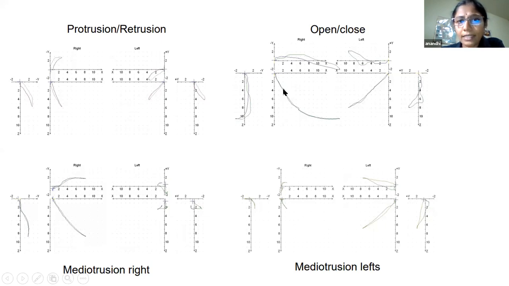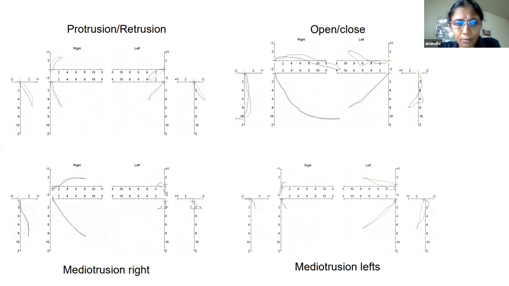And the quality is not that great. You can see there is a little disturbance. So the quality of the graph is not that great. So poor quality, and it's asymmetric, right versus left. So this is what we talk about in both symmetric movements, protrusion, retrusion, and open, close, yeah? Then we go to asymmetric movement.